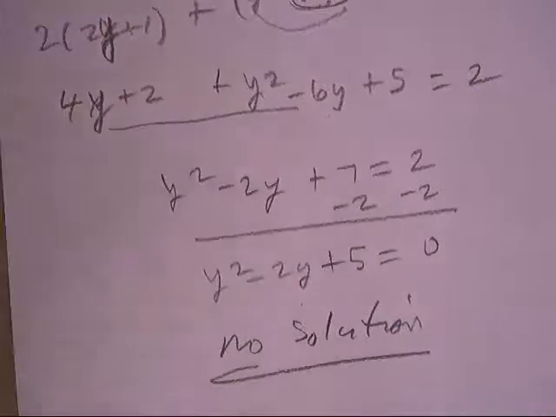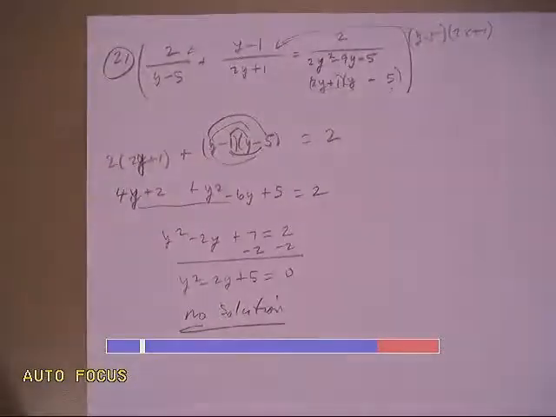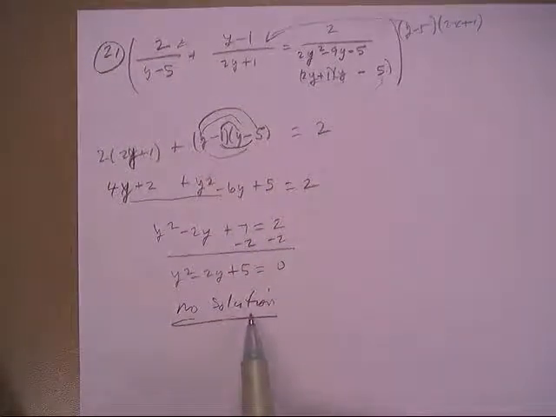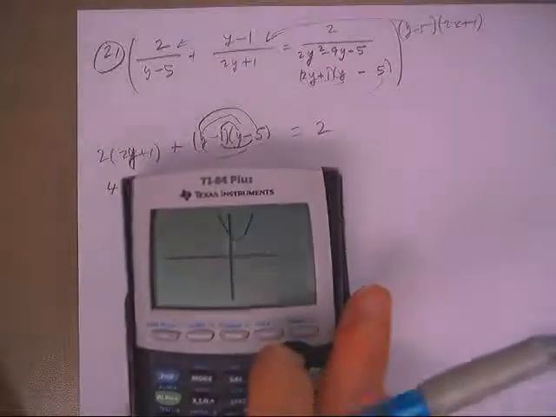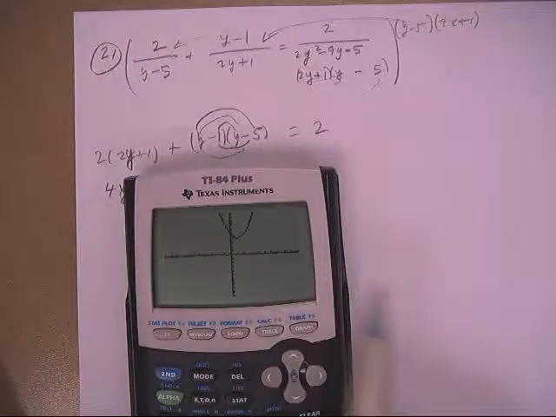So there's no solution to this problem at all. There is not a y I can put in there that will work. So I got to say no solution. The way I knew that was, I graphed this trinomial. Look, it never intersects the x-axis, hence there's no 0.